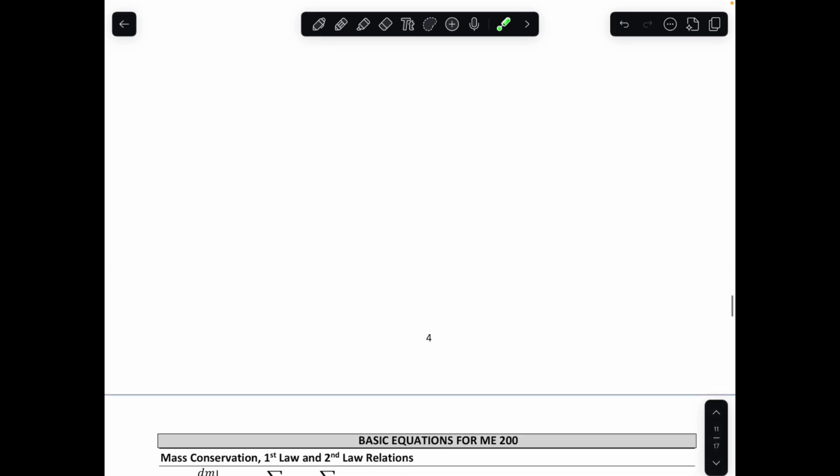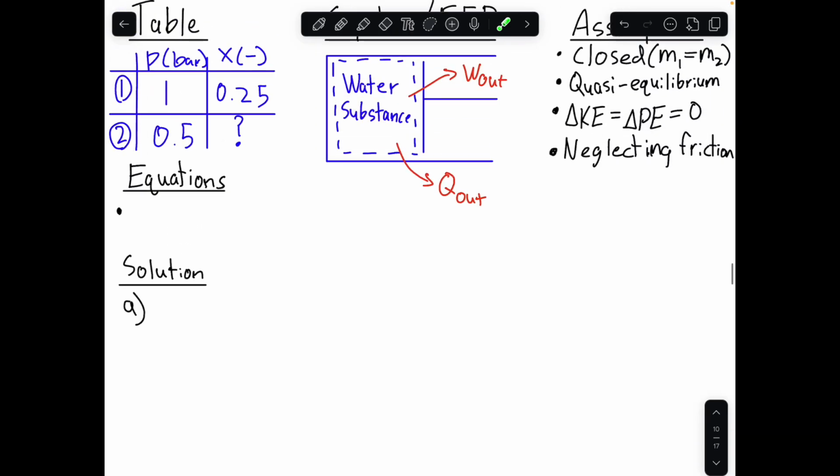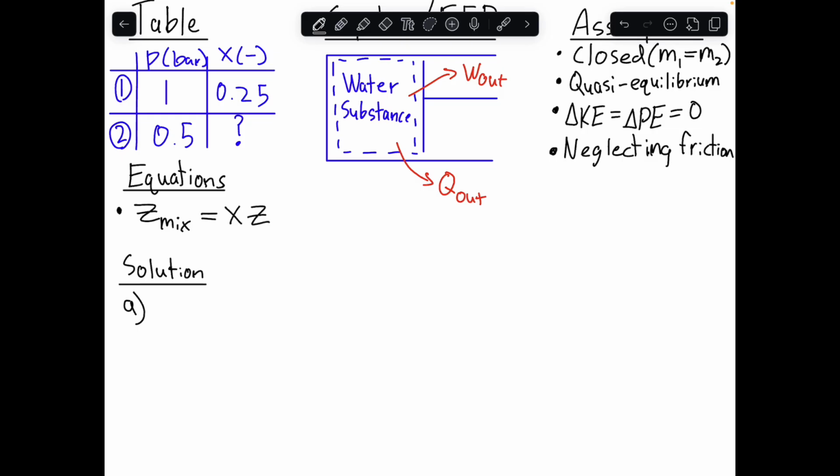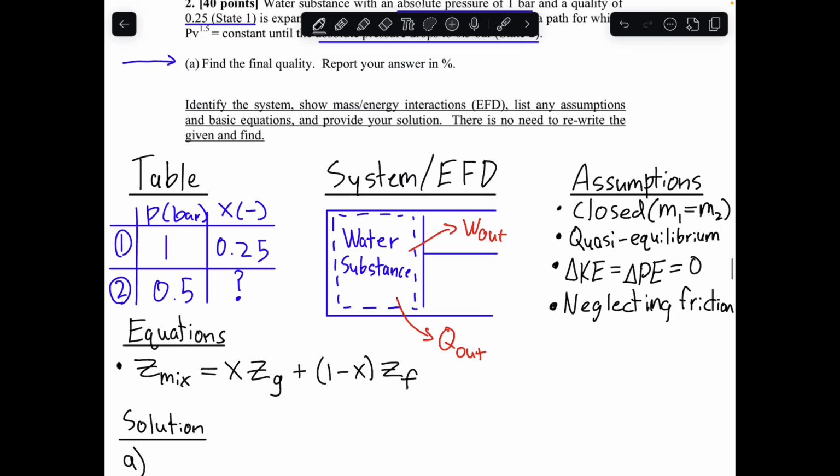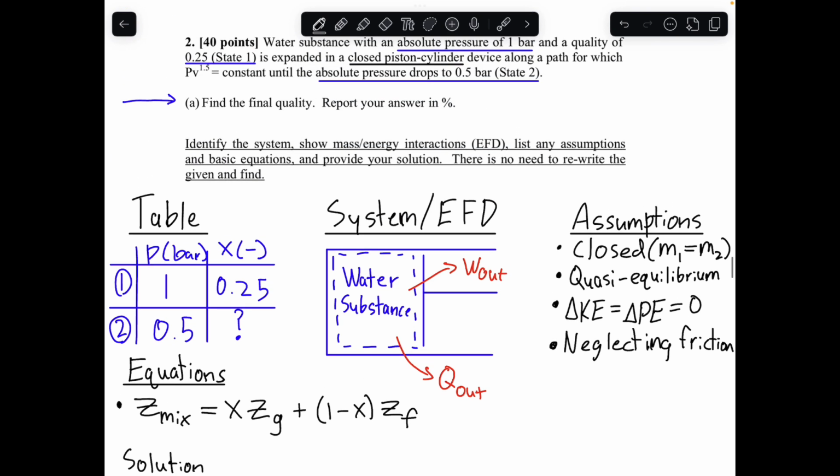So I'm going to come up and write that equation up here. So we have Z for a mixture is equal to X times ZG plus 1 minus X times ZF. And this should be the main equation that we will need for part A. Okay, so I'm going to go ahead and stop the problem setup here, and then I'll move on to the solution.